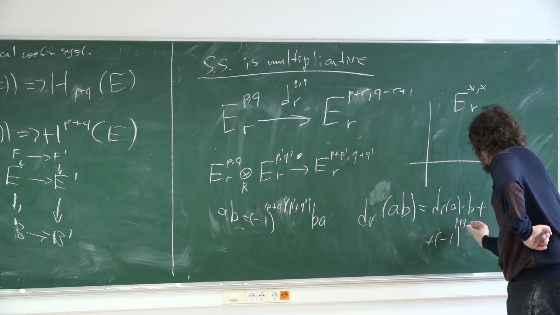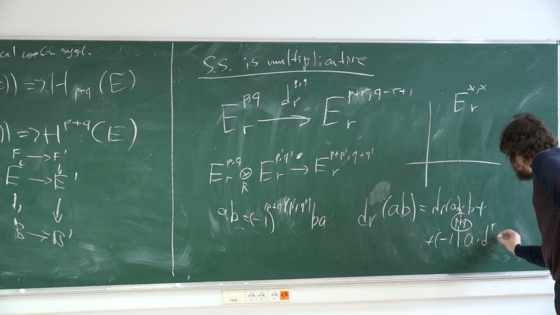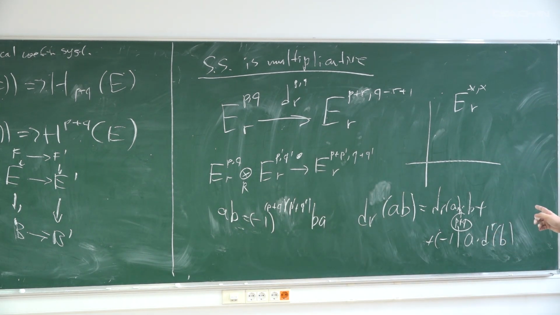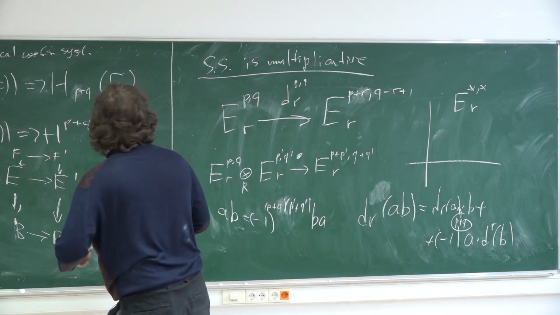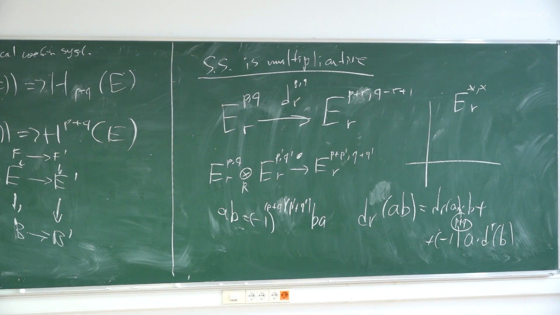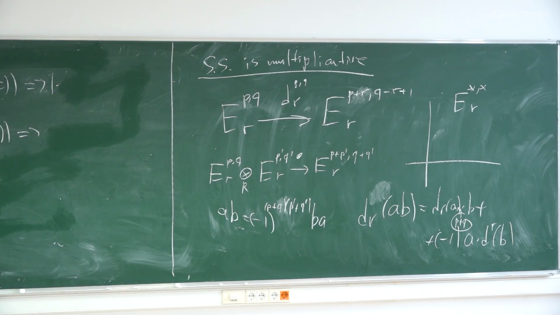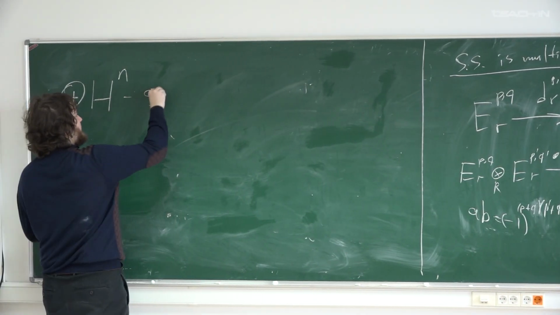P plus Q. This is for A. Okay, this is important. And on the target, if your spectral sequence converges to something, on the target you also need some multiplication, some structure of graded algebra. Our target is some graded object, it's some graded module. And this is also graded algebra.